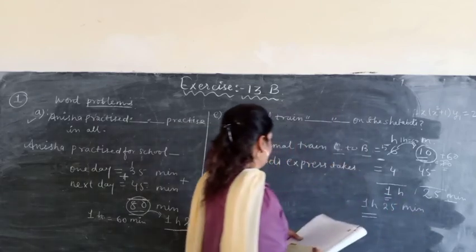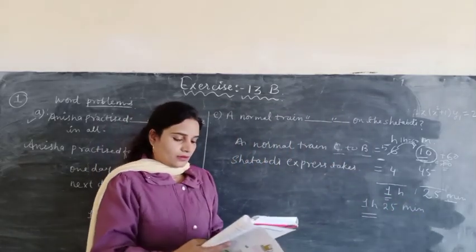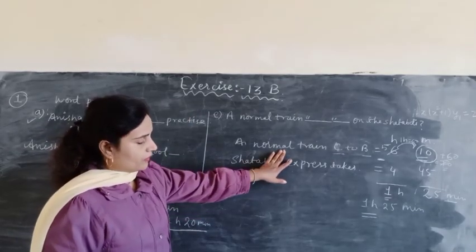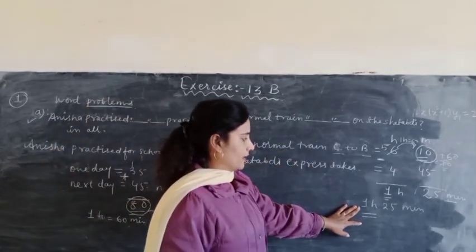So this train, so the traveling is better than this train. Okay, so the answer is 1 hour and 25 minutes.